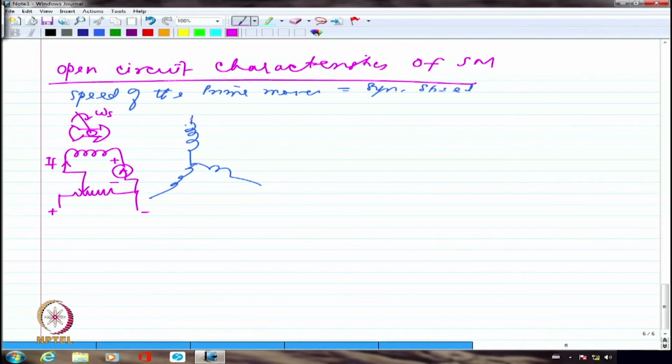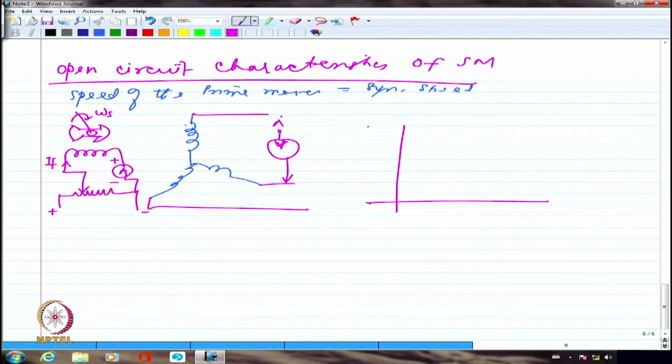Now I will measure the voltage that comes out, either line to line or between the neutral and the phase. So the voltage is measured. What I am going to plot here, at a given speed, is how my Vg or Eg, let me call this the generated voltage, varies with respect to the field current.